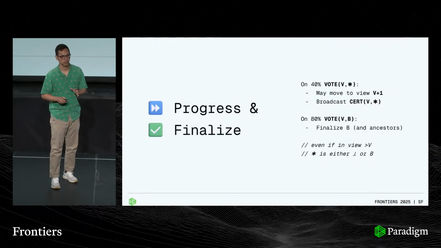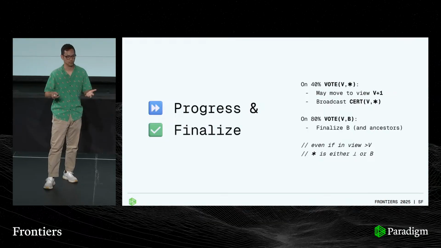OK, so once everybody votes, how do you actually progress and finalize? It's pretty simple. Once you see 40% of votes for something, you can actually move to the next view. So you start the whole thing over. Check if you're the leader. Otherwise, you start your timer.